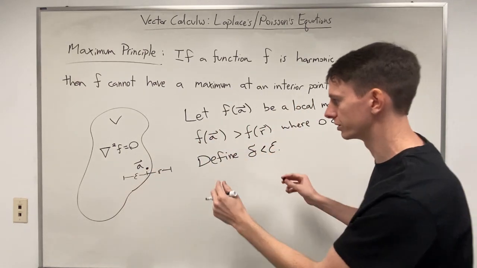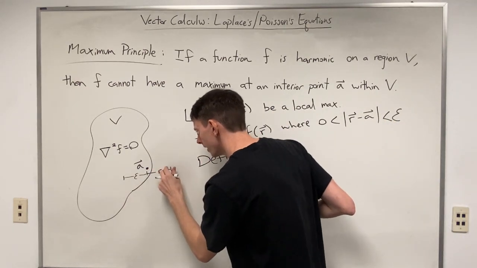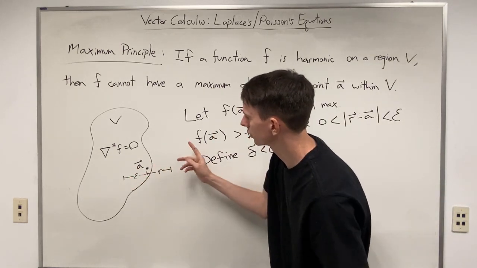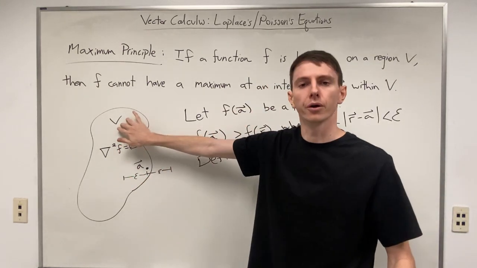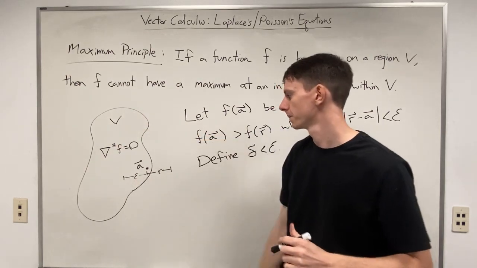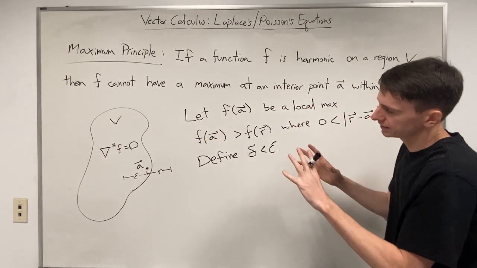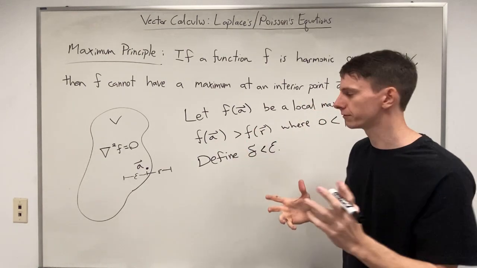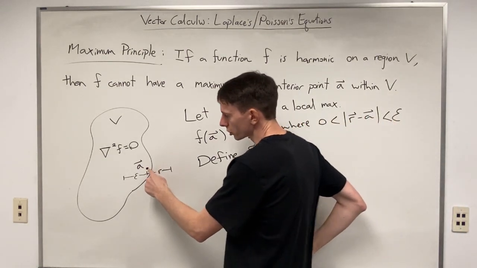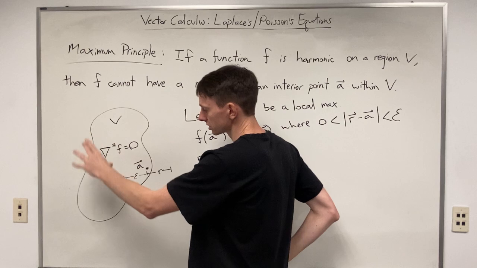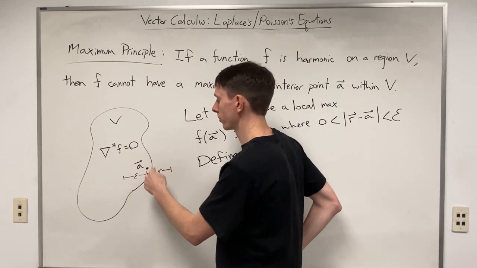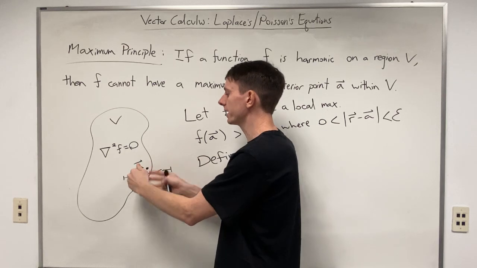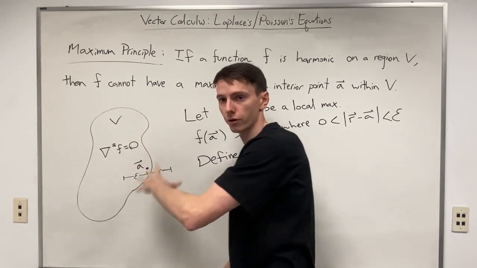I tried to draw those equidistant, right? Then all of a sudden, this neighborhood that we're working within is no longer completely contained within the volume, the region V. What we like to do is define a neighborhood small enough so that no matter where our point is, even if it's very close to the boundary, we can always draw a neighborhood that is completely contained within the overall volume.